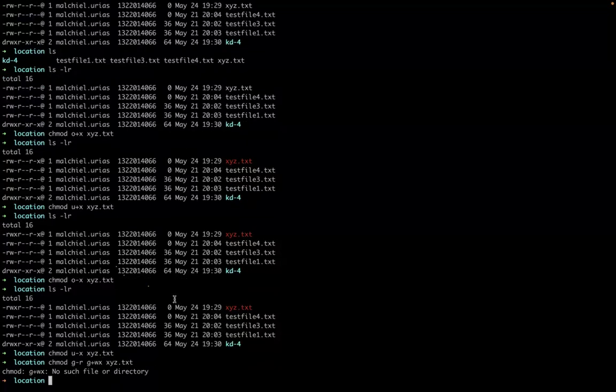Okay. So the problem here is that it expects the file name immediately after you've given the permissions. It's saying that there's no directory like this. So we need to do this with one execution command.